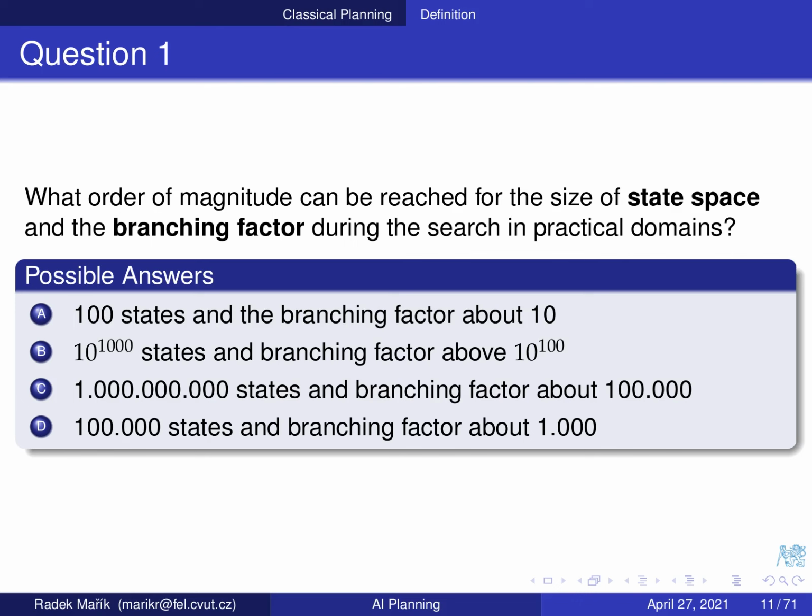Now here we have a first questionnaire for you, and I will ask you what you think about the order of magnitude that can be reached for the size of the state space and the branching factor during the search in practical domains. So in other words, I am asking you to guess how many states practical domains can reach and how many actions on average can be applied in a given state. So I'm creating the poll and running it. Please respond.